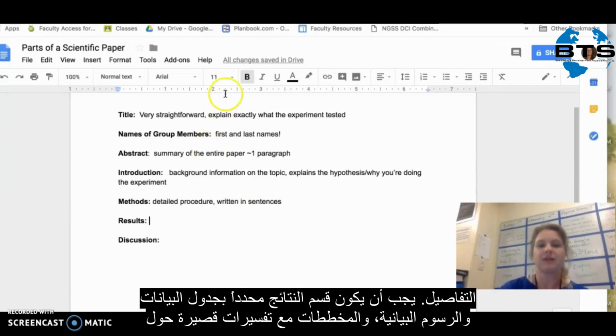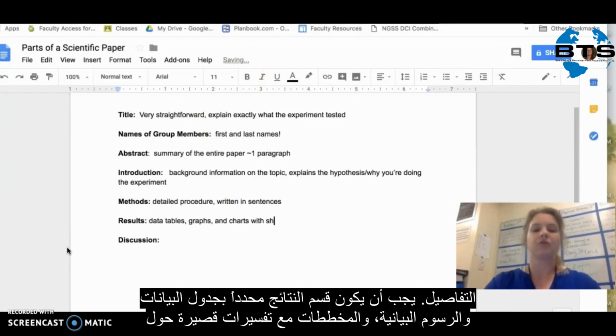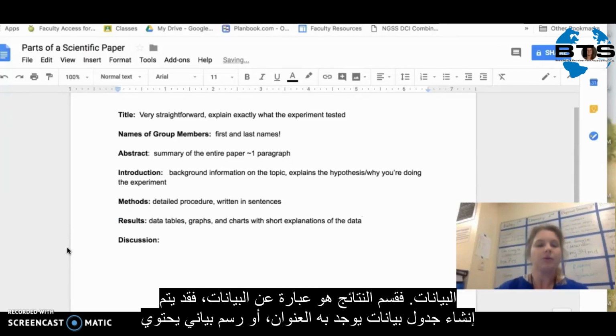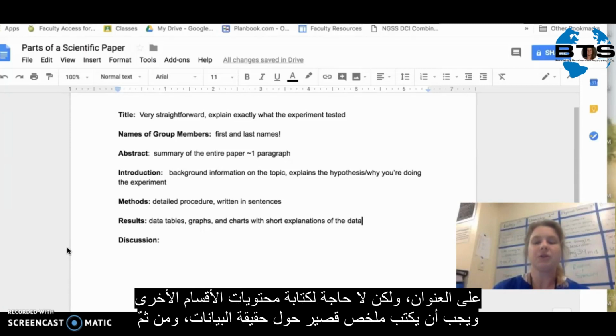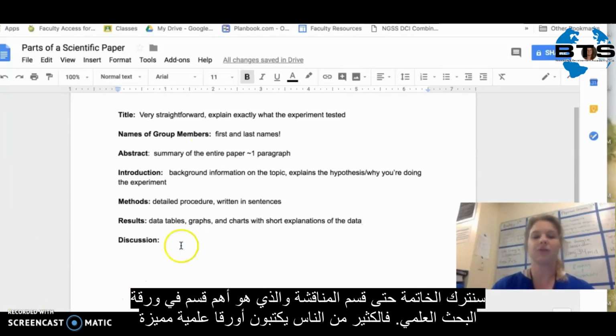The results section, at this point in your careers, should be limited to mainly data tables, graphs, and charts with short explanations of the data. All you're really talking about in the results section is the data. So you might make a data table and include a title in your legend about what the table's about, include your graph with your title and your legend, but you don't need a whole lot of other text besides a short explanation of what is actually in the data. You save all your conclusions for the discussion.